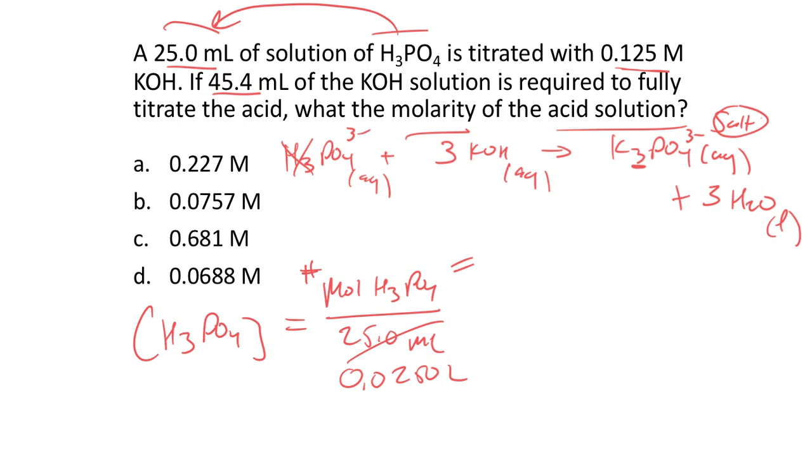Now, the reason why we have to write and balance this reaction is because we have to get this coefficient. For every one mole of H3PO4, we had to add 3 moles of KOH. That's probably the most important number in the problem, that 3-to-1 ratio.